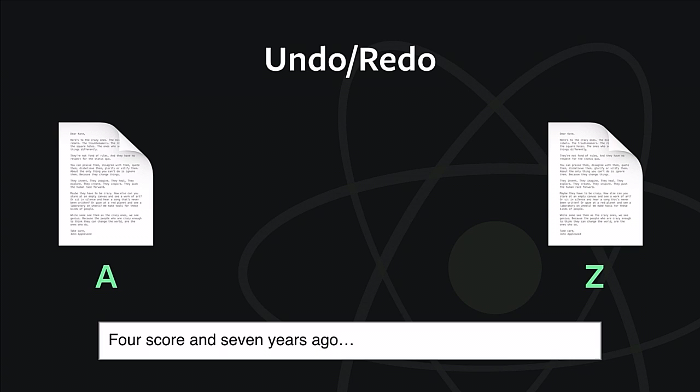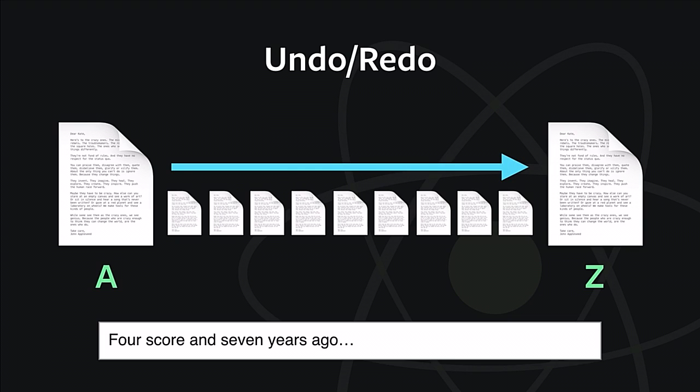How did we get from state A to state Z? Well, we typed in all of these characters, so we have all of these intermediate states, all of these intermediate snapshots. One way that we could represent this is by, I don't know, recording every single operation that occurred, and maintaining information about all of those intermediate transactions.